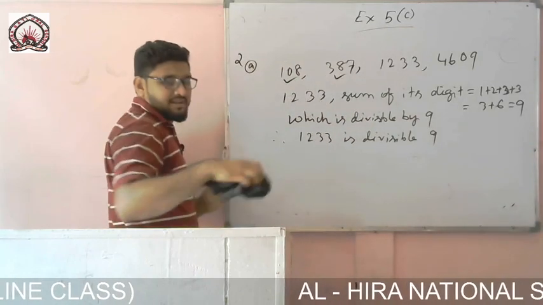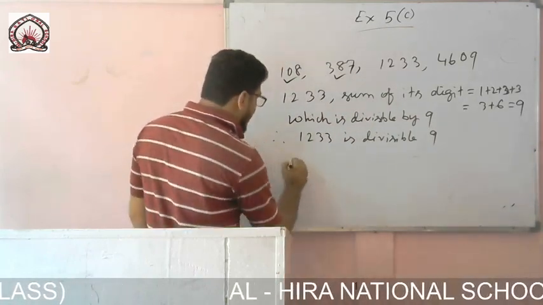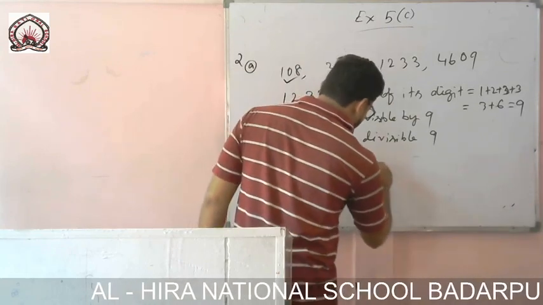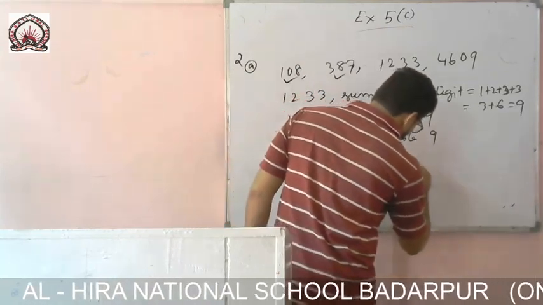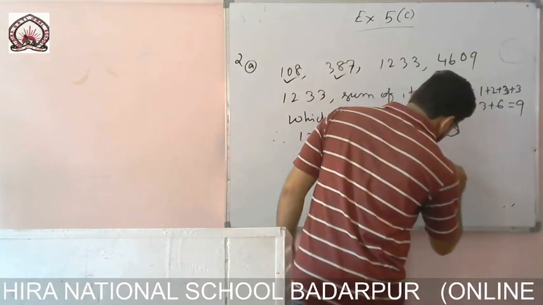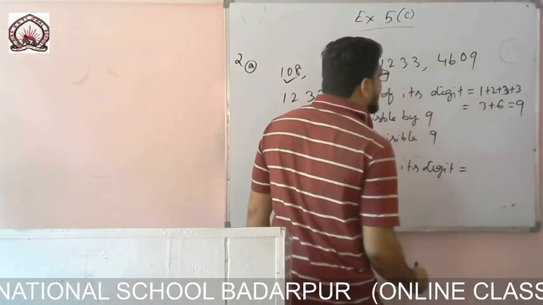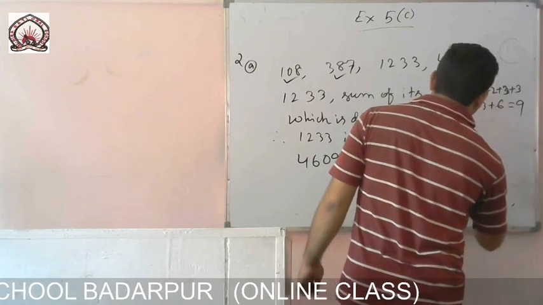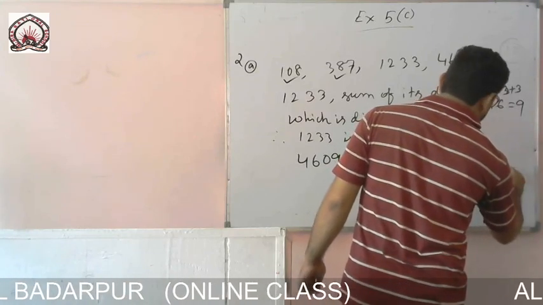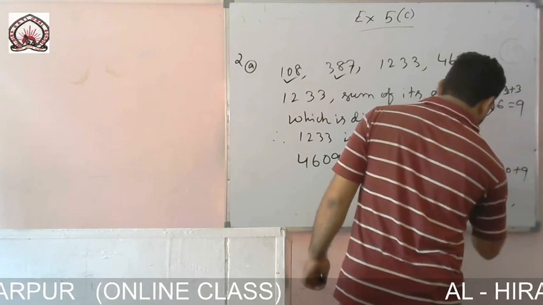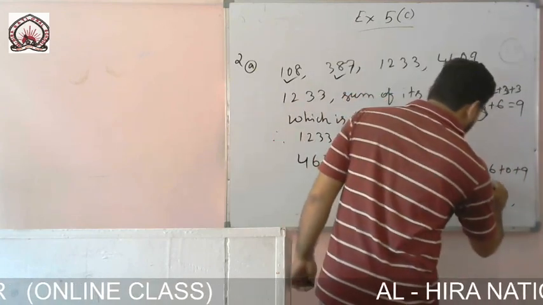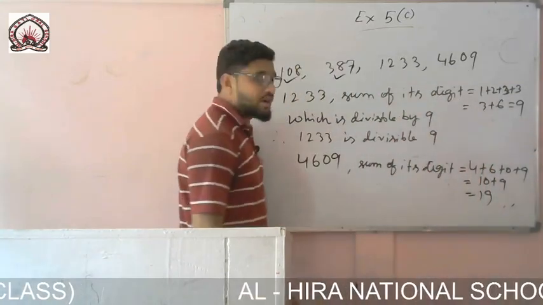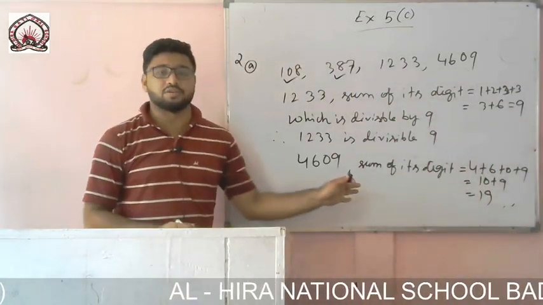Rest you practice, it is the same. Take 4609. Write the sum of its digits: 4 plus 6 plus 0 plus 9. 4 plus 6 is 10. 10 plus 9 is 19. So 19 is not divisible by 9. So the whole number is not divisible by 9.